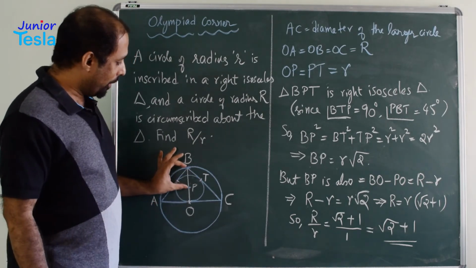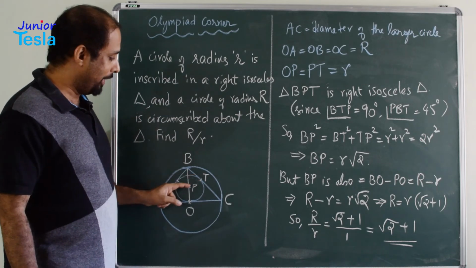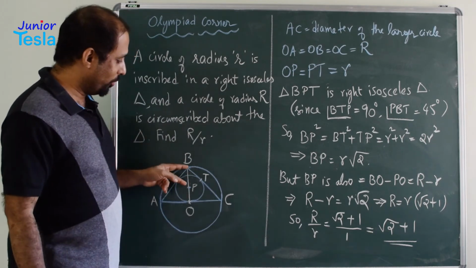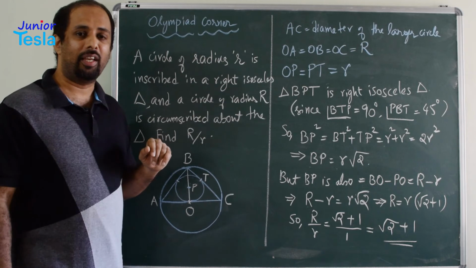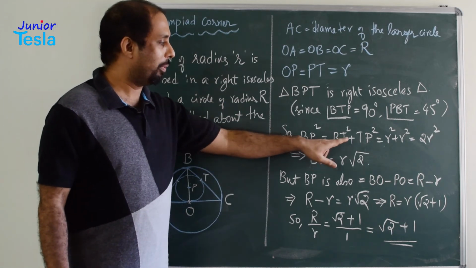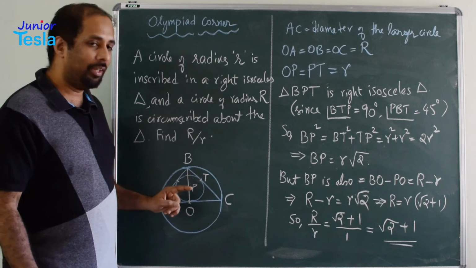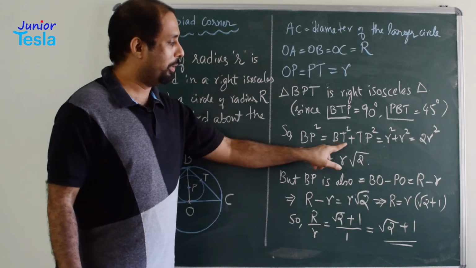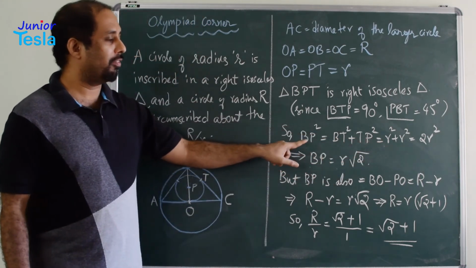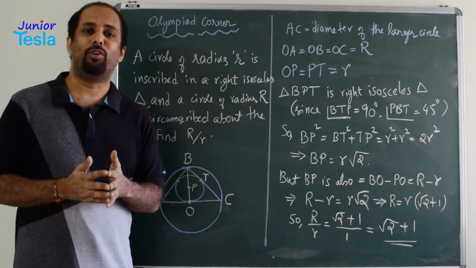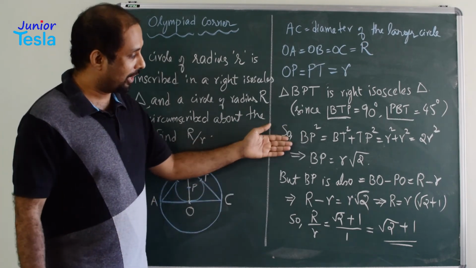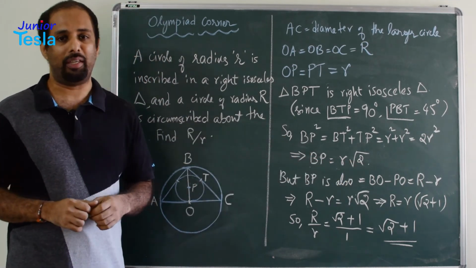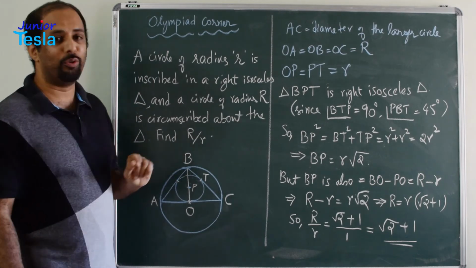What is BP? If you consider the smaller triangle BTP, BP is the hypotenuse of that right triangle, correct? So BP square is equal to BT square plus TP square. Now BT and TP, both of them are small r, the radii of the smaller circle. So in place of BT and TP, I can write r. Therefore, BP square will become r square plus r square, which is equal to 2r square. Now if you take the root, BP is equal to r times root 2. So that is one expression for BP.